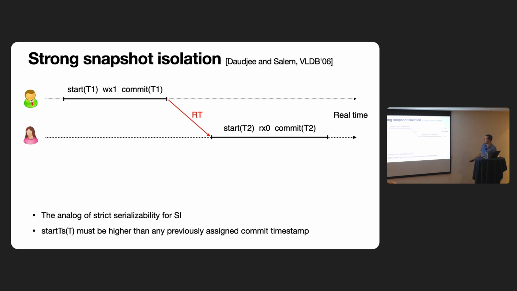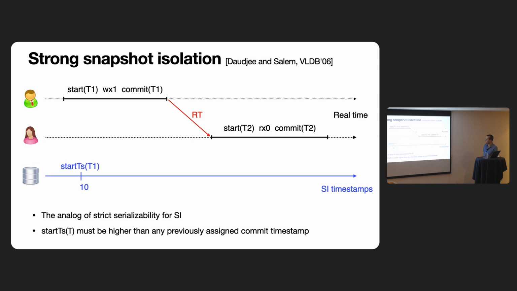And so this will guarantee that the start timestamp of this transaction will be higher than the commit timestamp of this transaction. Why? Well, we process them in real-time order. The database has to process them in this order. So we first open T1, let's say it gets timestamp 10. Then we commit T1, let's say with timestamp 20. Then we start T2, and in this case, the database has no flexibility to assign T2 a start timestamp less than 20, which was already assigned. So it has to be something greater, say 30. That means that I cannot read 0 because the snapshot is taken over here. It includes everything that was done before, including this write to X.